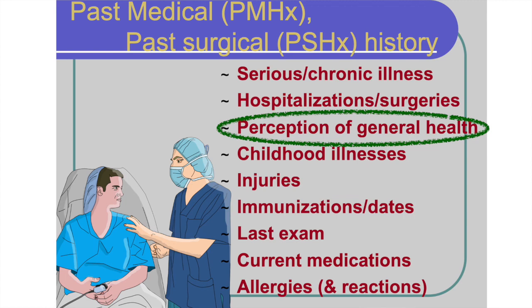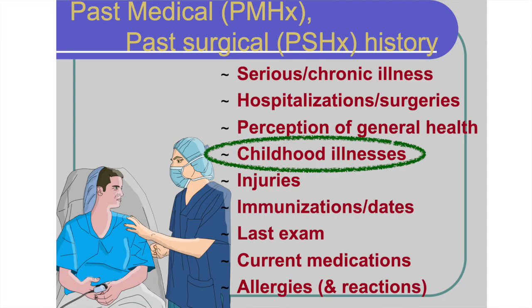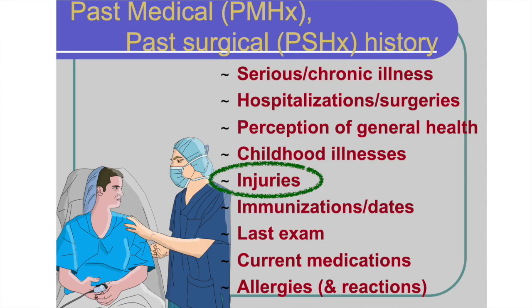How did this person perceive their health? Do they see themselves as having good health, ailing? Do they think they're dying? Are they having trouble taking care of themselves? What major childhood illnesses did this person have? What injuries have they had?